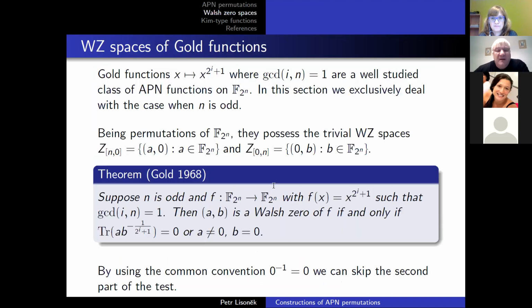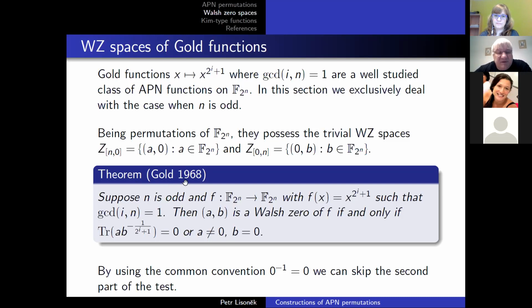So we said it's good if we can find these TI pairs of WZ spaces. So first, as I said, we have the first computer-free constructions of WZ spaces. So we'll construct them for the Gold functions. This is probably the best known, most studied function class of APN functions. This is based on the characterization by Gold from 1968.